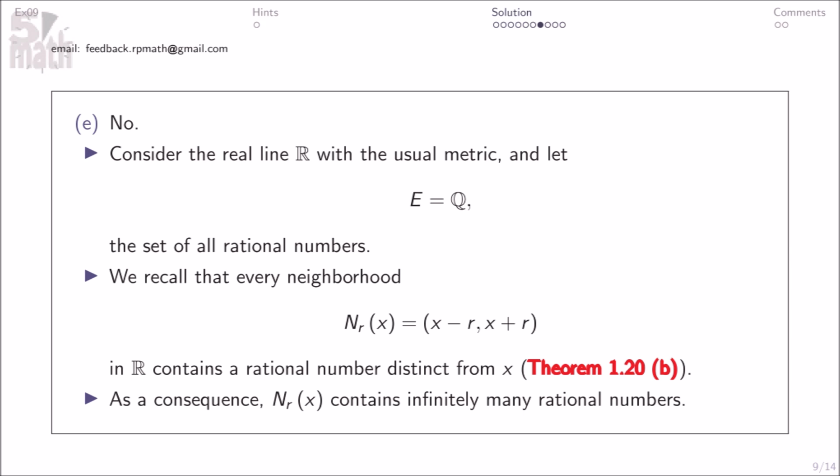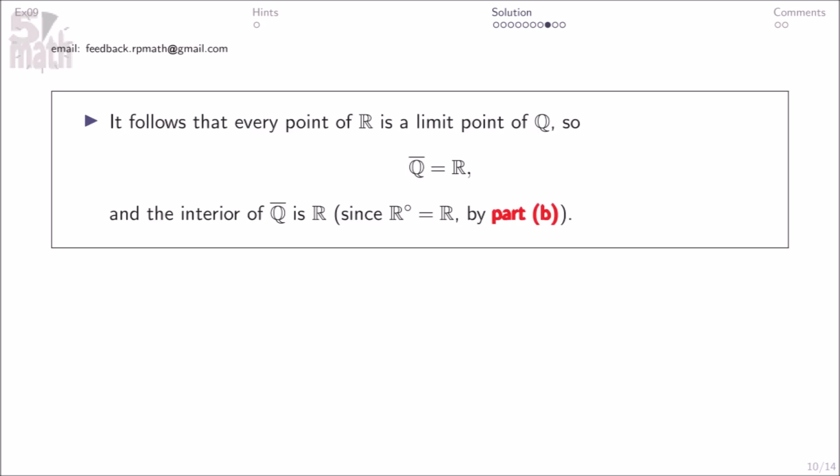E. No. Consider the real line R with the usual metric and let E equal Q, the set of all rational numbers. We recall that every neighborhood here in R contains a rational number distinct from X, theorem 120b. As a consequence, NR of X contains infinitely many rational numbers. It follows that every point of R is a limit point of Q, so Q bar equals R, and the interior of Q bar is R, since R suck equals R by part B.